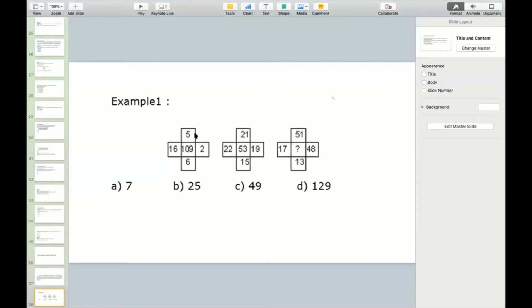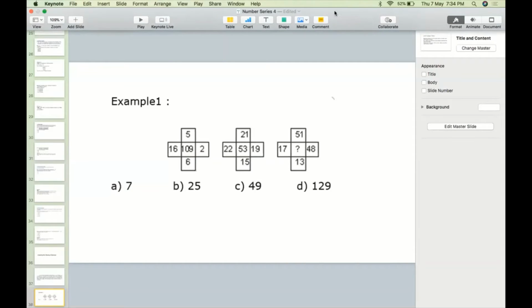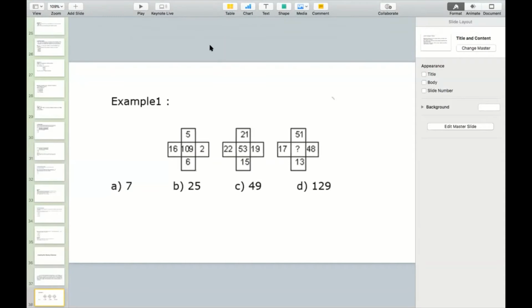We subtracted 16 and 6 to get 10 square. And look for the numbers at the same corresponding positions. We have 22 and 15. So 22 minus 15 will give you 7 square. Then we went for 5 minus 2, right, in the first diagram. And here we could have taken, in the same corresponding position, 21 minus 19, which is 2 square, right? So we can see the pattern here now.